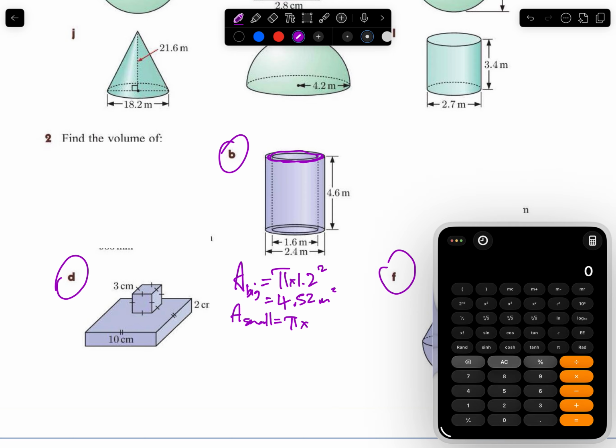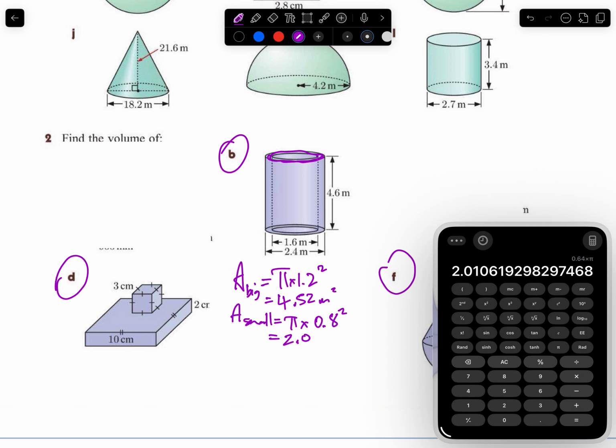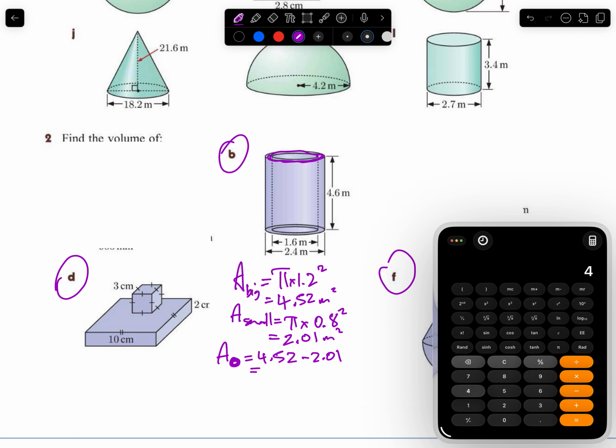Area small circle is going to be pi times by 1.6 divided by 2, 0.8 squared, times by pi, 2.01 square meters. So the area of the donut is going to be the big minus the small. 4.52 minus 2.01, 2.51 square meters. That's the area of the cross section of this little tube shape.